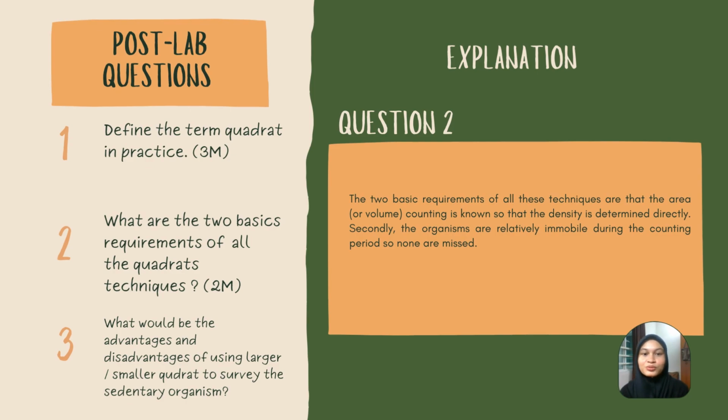Second, what are the 2 basic requirements of all the quadrat techniques? The 2 basic requirements of all of these techniques are that the area or volume counted is known so that the density is determined directly. Secondly, the organisms are relatively immobile during the counting period, so none are missed.